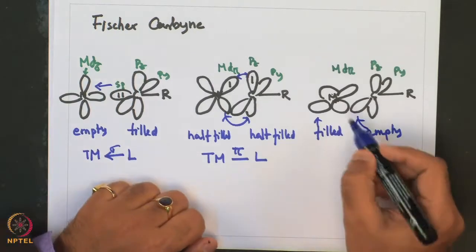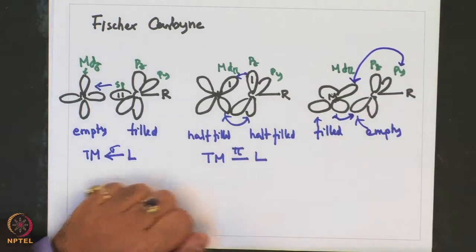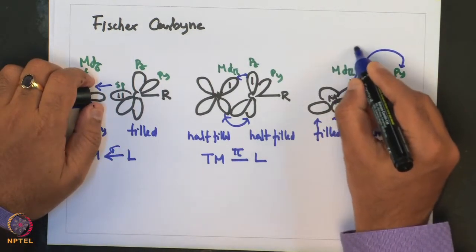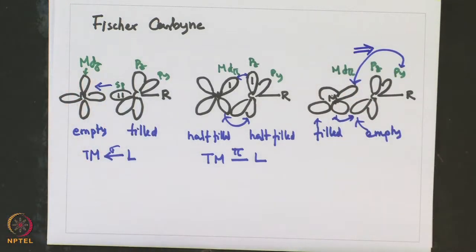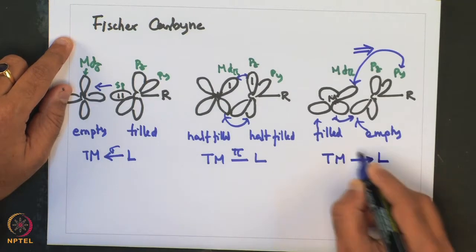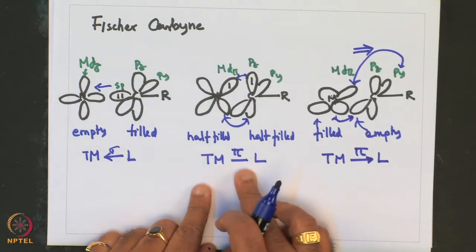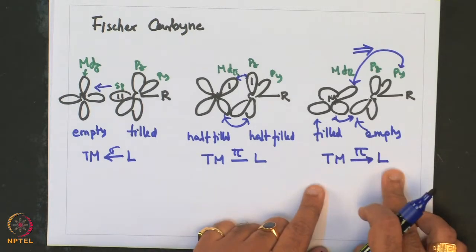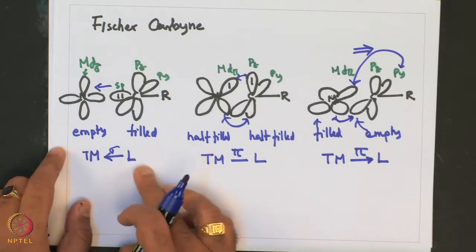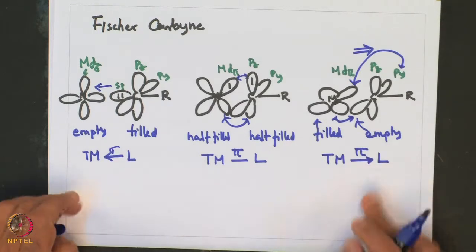and the interaction takes place between this and this p y, and this interaction is from metal to the ligand, filled to empty. So, this can be designated as transition metal to ligand pi interaction. So, this is half filled, there is no arrow in the bond, this is filled to empty, there is an arrow designating how the coordinative bond is happening, and this is empty to filled. So, first one is sigma, second one is pi, and third one is a dative pi type interaction.